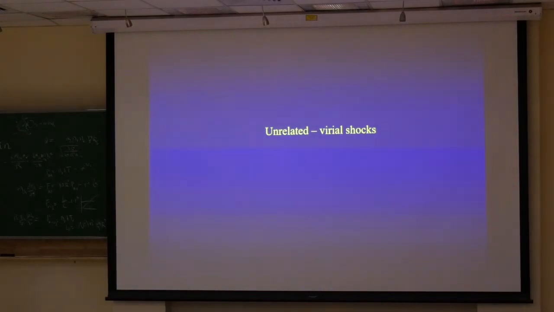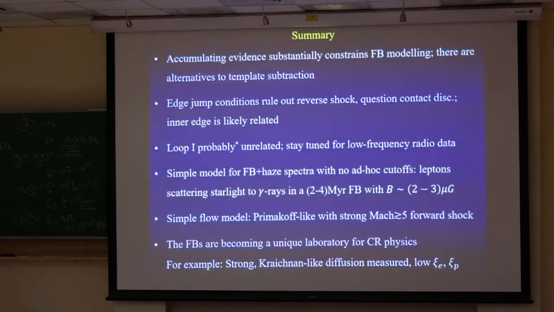I was very optimistic. I was hoping to discuss virial shocks because this was brought up already. I wanted to point out that in recent years we found these shocks in large halos, but I don't have time for this one. Skip the images and just show a summary. There's a lot of evidence now, and I think we can rule out large particles with phase space. We have better ways now to view and analyze the data locally. We're not as reliant as we used to be on template subtraction. I think the jump conditions across the bubble edges are pointing towards a forward shock. They definitely rule out the first shock.